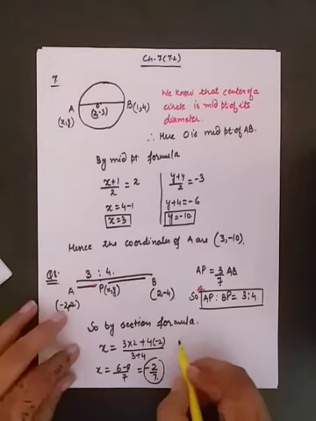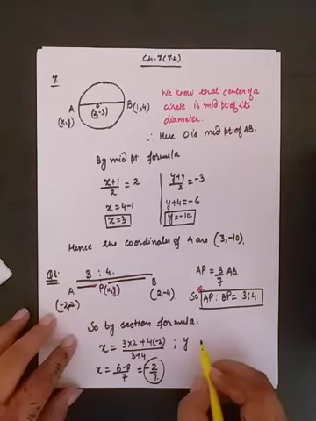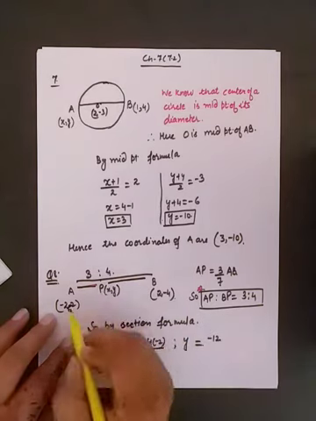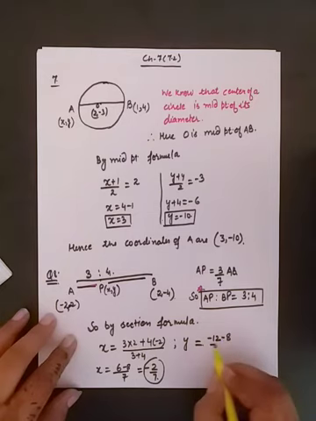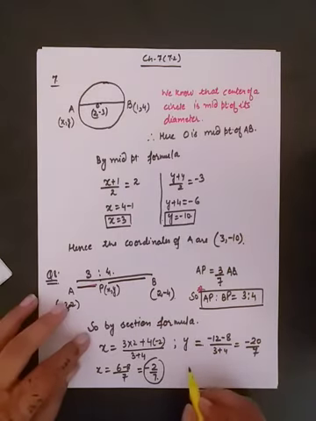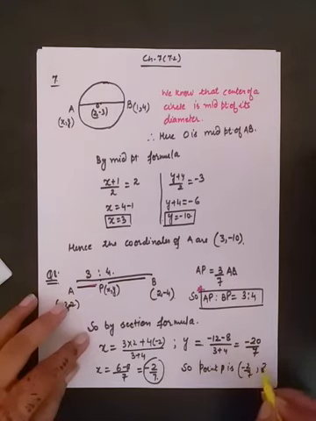Similarly, the ordinate will be 3 into -4, it will be -12, 4 into -2, it will be -8, by 3 plus 4, and we get -20/7. So the coordinates of P are, or you can say, point P is (-2/7, -20/7).